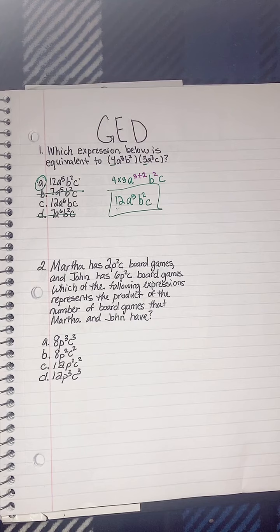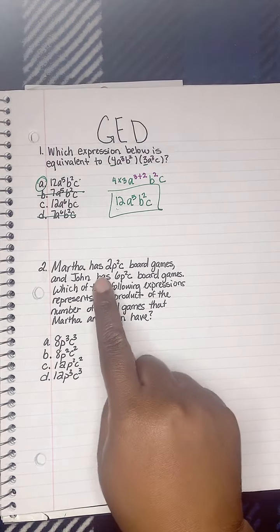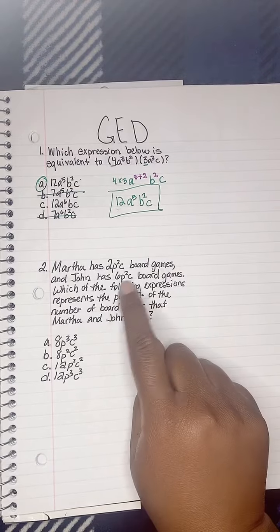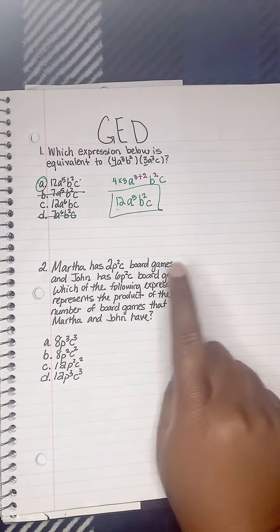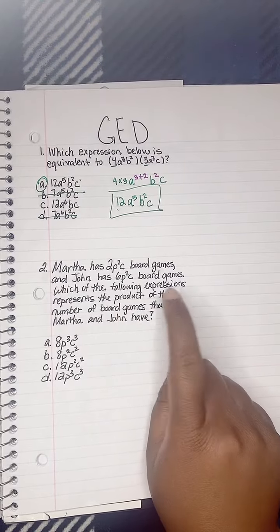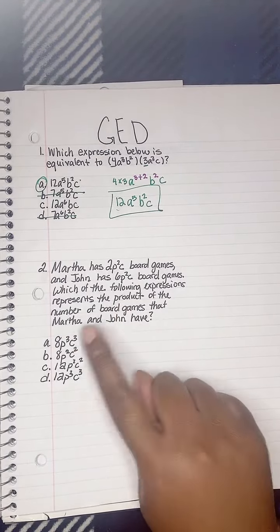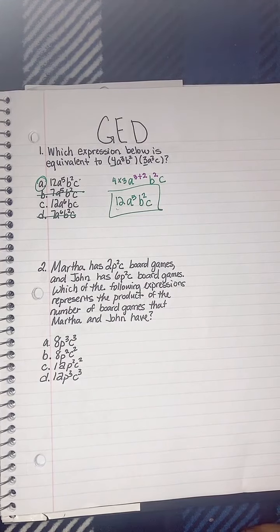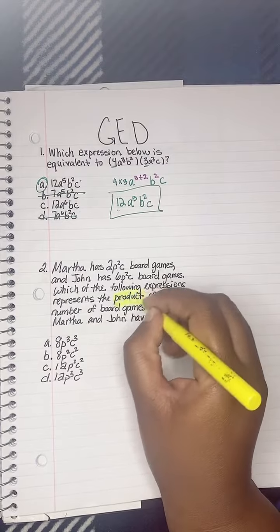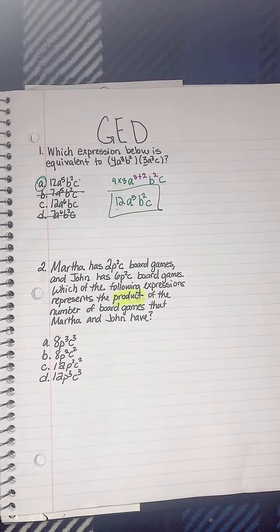Okay, let's go to number 2. Martha has 2PC squared board games, and John has 6P2C board games. Which of the following expressions represents the product of the number of board games that Martha and John have? That word right there, you guys, is crucial. Product. Does anybody know what product means? Can you guys put it in the chat? What does product mean?